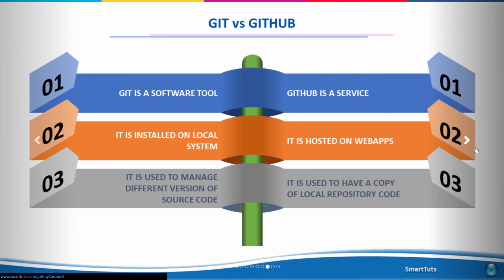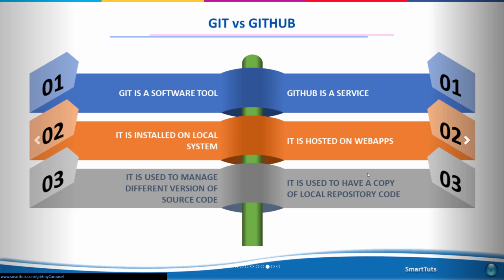Now the question is, what is Git and what is GitHub? Git is a software tool, GitHub is a service. Git is a version control system that does all the things we discussed as the local repository. GitHub is a service that provides you cloud space to store your Git files and Git local repositories, and gives you the collaborative work architecture. GitHub is only a service, but Git is the version control system.